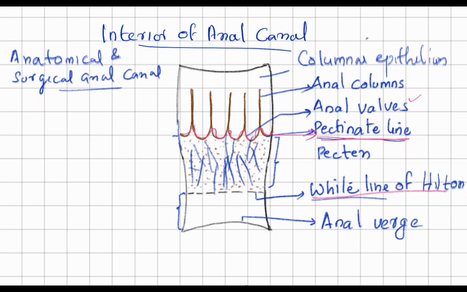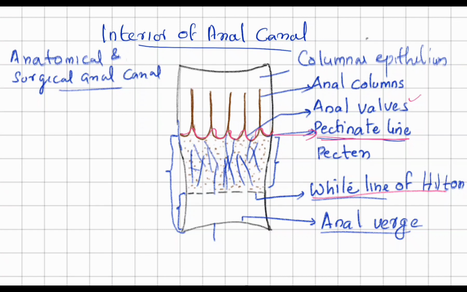Now let us see two new terms, the anatomical and surgical anal canal. What do you mean by anatomical anal canal? The anatomical anal canal extends from the pectinate line to the anal verge, the opening here. From the pectinate line to this anal verge is known as the anatomical anal canal. The anatomical anal canal is ectodermal in origin.